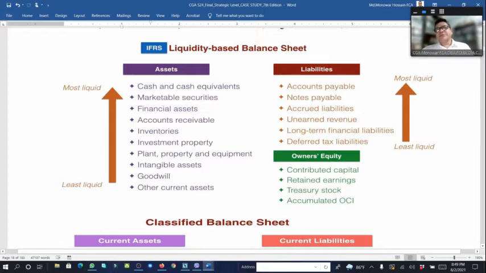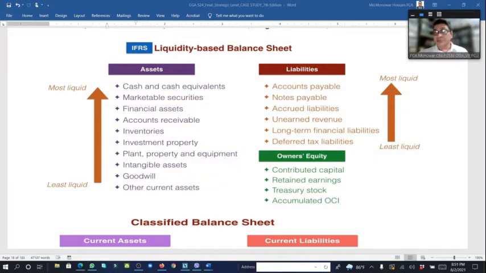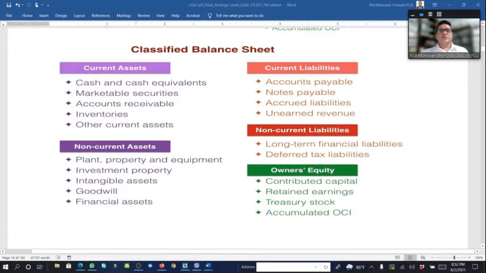In the same way for liabilities and ownership, the most liquid liability, accounts payable, is on the upper side, and the less liquid, deferred tax liability, etc., are below. So this is how the liquidity-based balance sheet works. Sometimes we also have to prepare the classified balance sheet. So what is the classified balance sheet? Here, current assets, non-current assets, current liabilities, non-current liabilities, and owner's equity are segregated and classified. So all of these are within the balance sheet items.